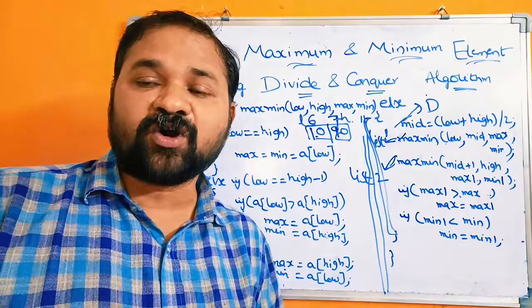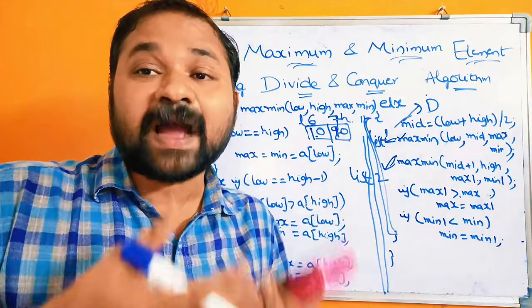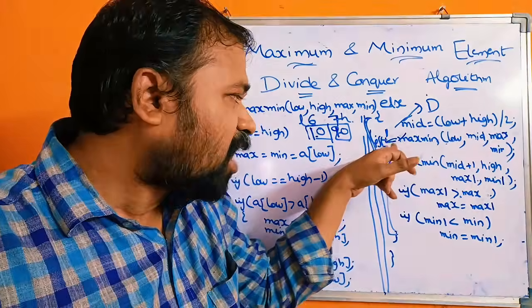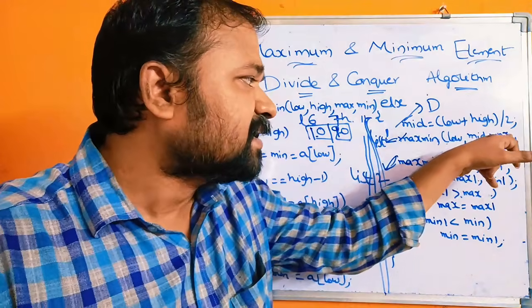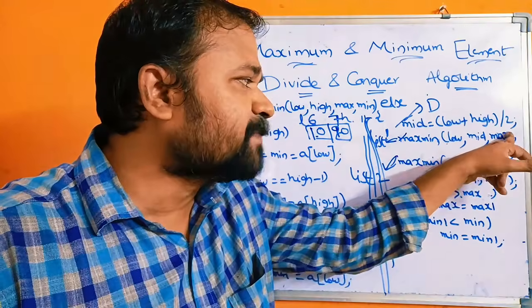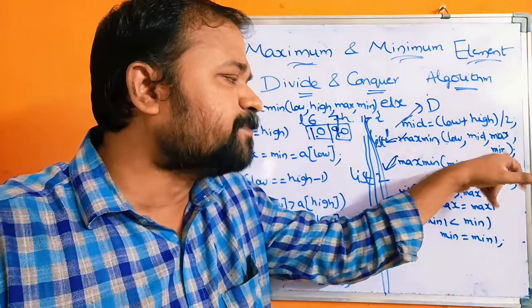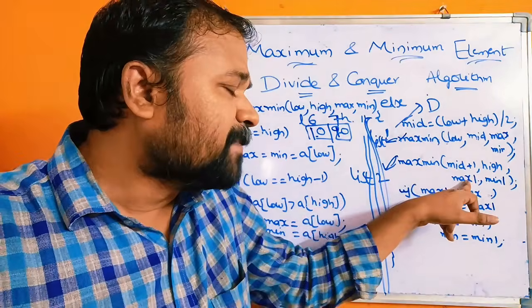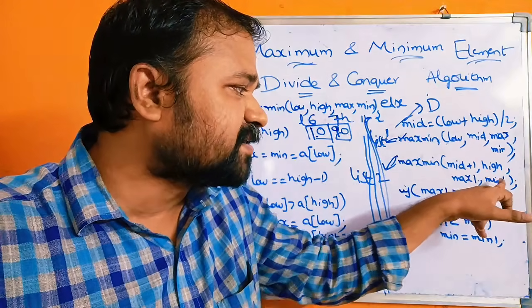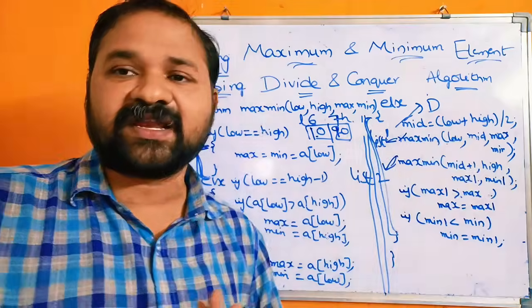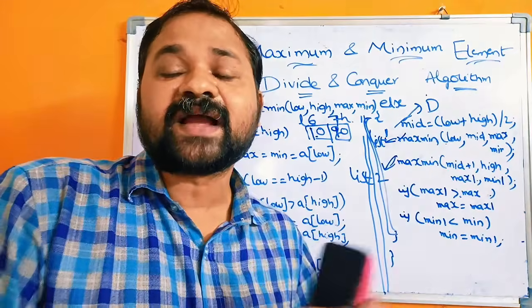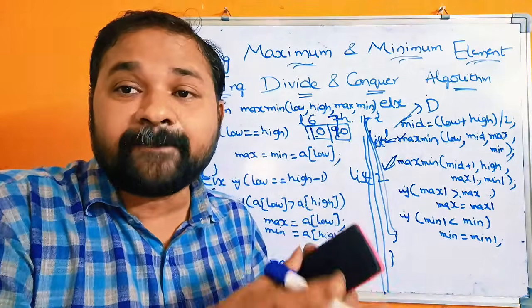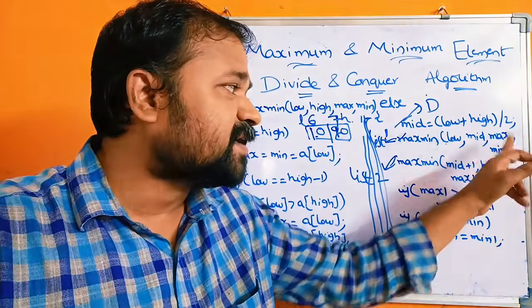So conquer is over. Next we have to perform combining. So what is the combining step? After executing this function call, the maximum value is available in max and the minimum value is available in the min variable. Likewise, after solving list 2, the maximum value is available in max 1 and the minimum value is available in min 1. So combining means combining the solutions of the two lists. Here combining means making the comparison between max and max 1, min and min 1.